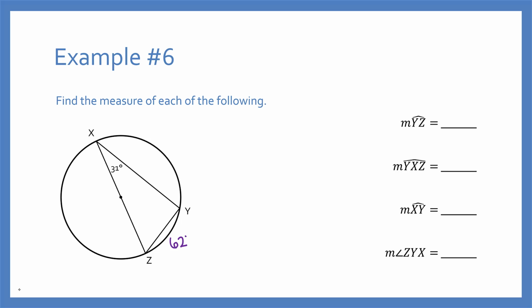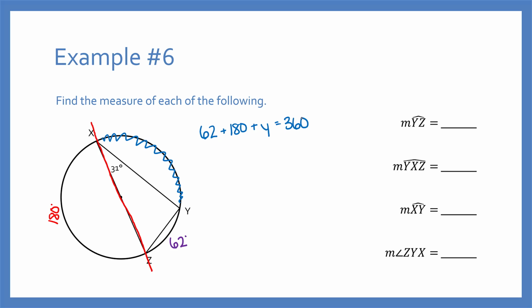I also notice I have a diameter. I know that XZ is a diameter because it goes side to side and it's going through the center. It's going through that pinpoint center right there. Diameters divide the circle in half. So this left side is 180 degrees. And then I can find this last arc up here towards the top right, XY. So XY is the last missing piece.